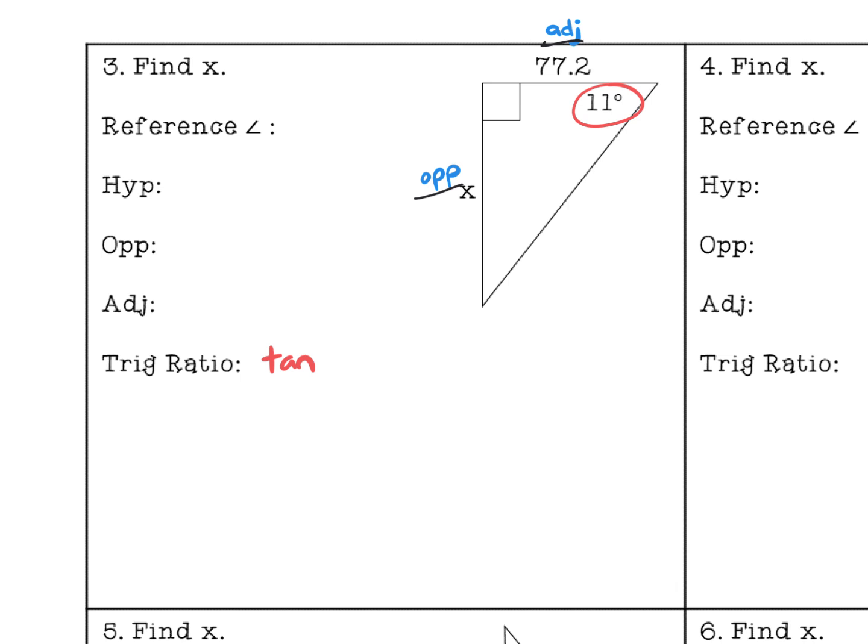Write your equation. This is where some of us get lost. What is always going to go with the trig? The angle. The angle is always going to go with the trig. So we have tangent of 11 equals, now it equals its ratio. What's tangent's ratio? Yep, it's opposite, which is x, over adjacent, which is 77.2. What do we do here? Yep, you multiply tangent of 11 times 77.2. Yes, you get 15 even.